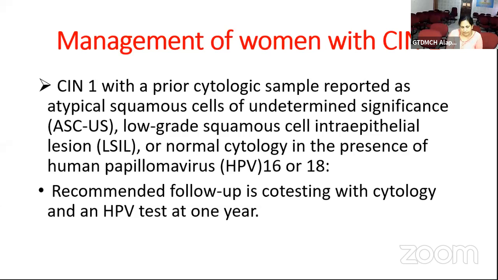So now we have discussed the treatment management protocols and some treatment options. We will discuss the management of women with CIN1 first, then CIN2 and 3. For CIN1 with prior cytology reported as atypical squamous cells of undetermined significance, ASCUS, or low-grade squamous intraepithelial lesion, LSIL, or normal cytology in the presence of human papillomavirus 16 or 18, the recommended follow-up is co-testing with cytological examination and HPV test at 1 year.